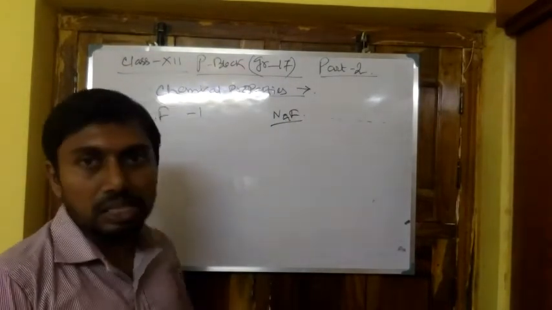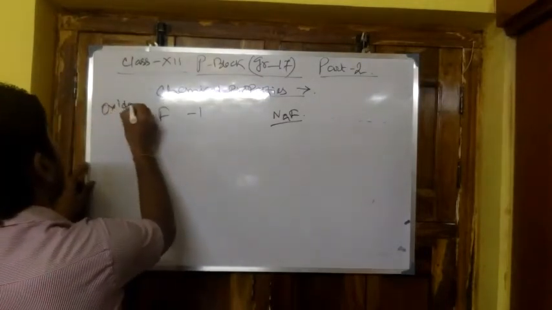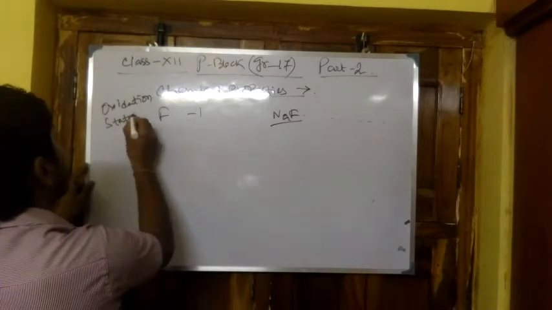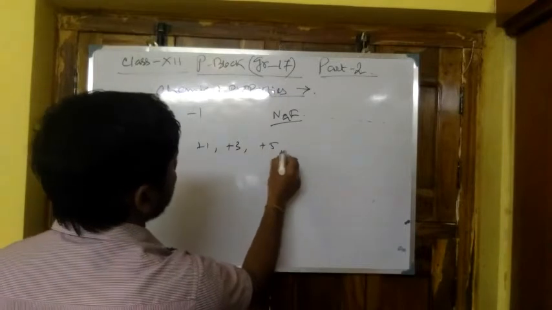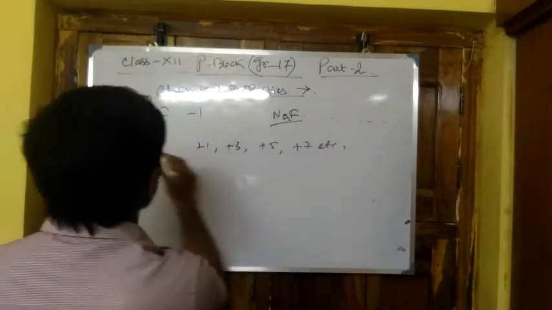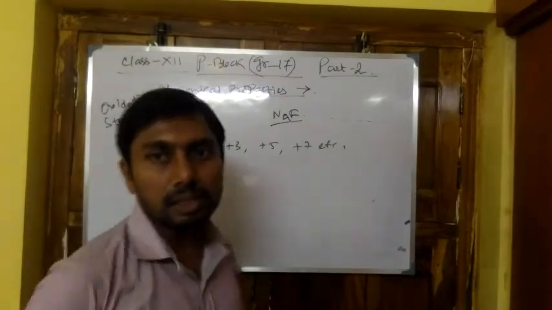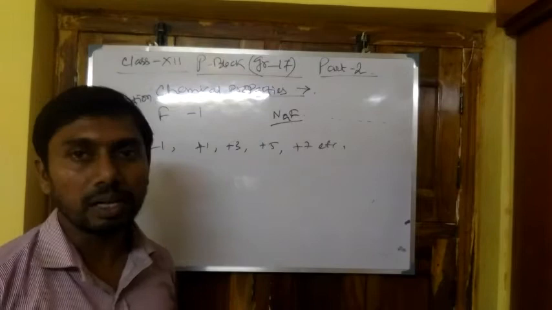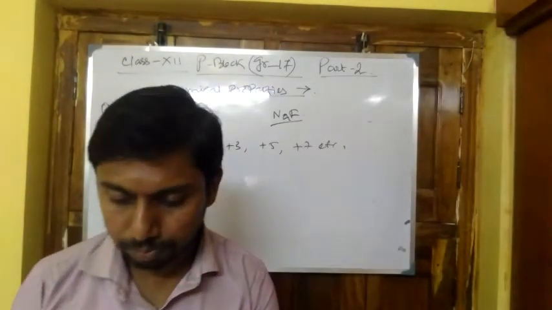Now the possible oxidation states for these elements vary to higher numbers, that is +1, +3, +5, +7, etc. That is -1, +1, +3, +5. These are the general oxidation states. Fluorine is the only exception, in that it forms compounds only with the -1 oxidation state.